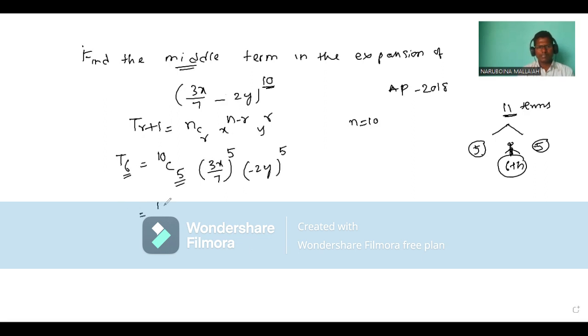Next, write 10C5. Here 3 to the power of 5. Give this power to both of the numbers 3 and x: 3 to the power of 5 and x to the power of 7, 7 to the power of 5, into. See here, whenever an odd number is present in the power, this minus symbol will become minus 1. So put this minus in the beginning. Then 2 to the power of 5 into y to the power of 5. So this will be your answer.